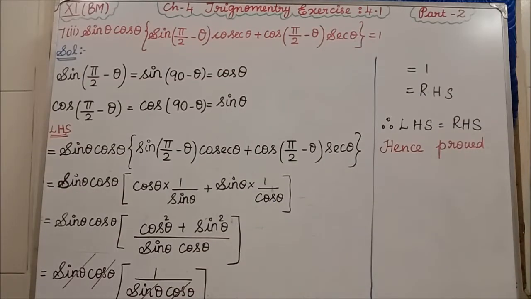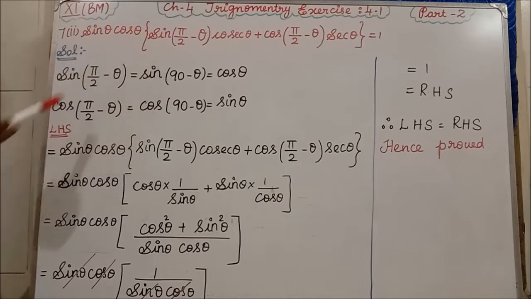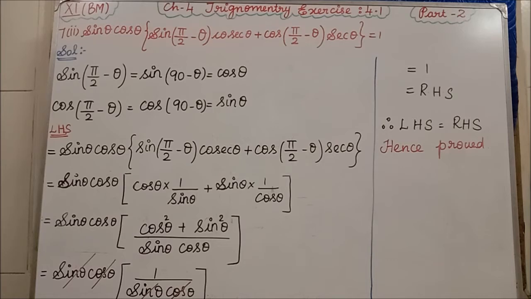Next we are going to see the seventh question, second subdivision. This question also we are asked to prove, which means LHS is equal to RHS we have to prove. Okay, now this is the question. sin theta cos theta, sin(pi/2 minus theta) into cosecant theta plus cos(pi/2 minus theta) into secant theta is equal to 1, we have to prove.